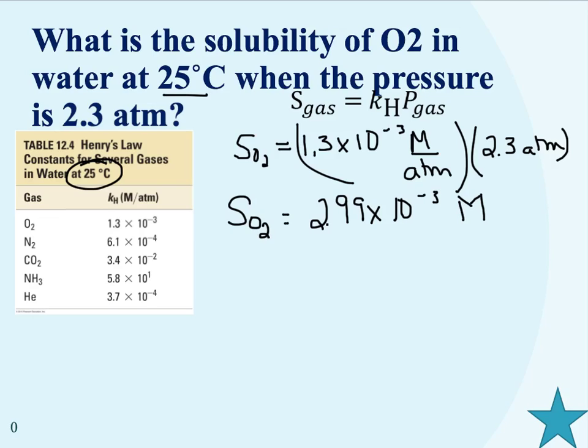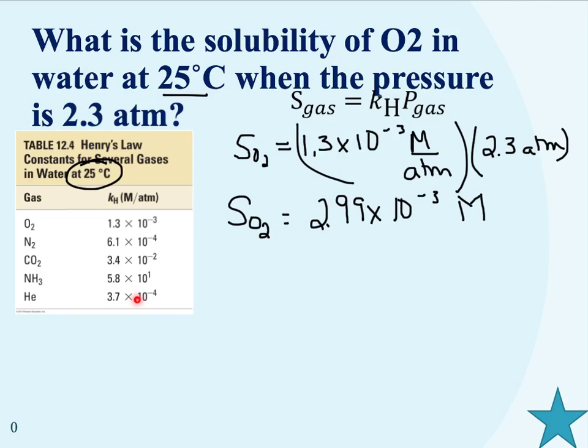So we have very small concentrations of oxygen even at very high pressures. If I want to increase the amount of oxygen that's dissolved in the liquid, I'm going to have to increase the pressure or decrease the temperature, because when I do, it's going to change the value of the Henry's law constant.